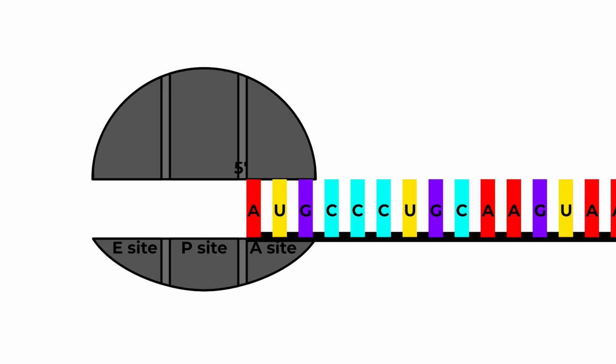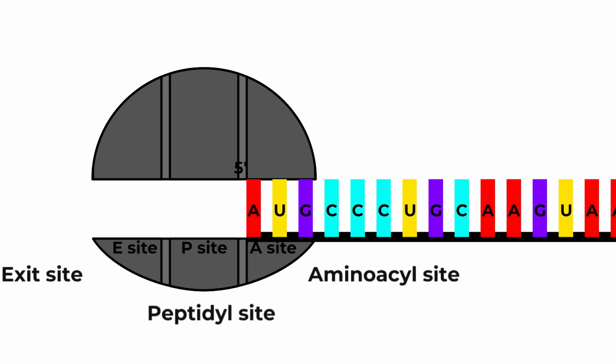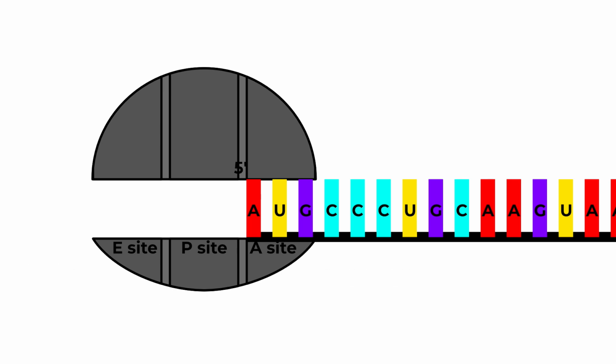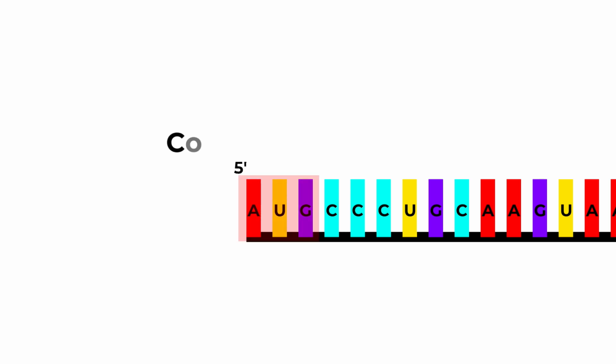The first one is the A site, amino acid site. The middle slot is the P site, peptidyl site, and on the left is the E site, or exit site. 9 bases in total. Imagine it like a conveyor belt tunnel. Groups of 3 bases are called codons, and every codon represents an amino acid.